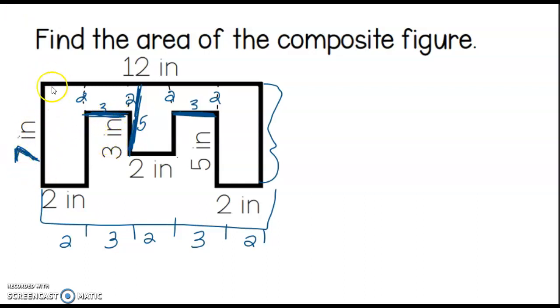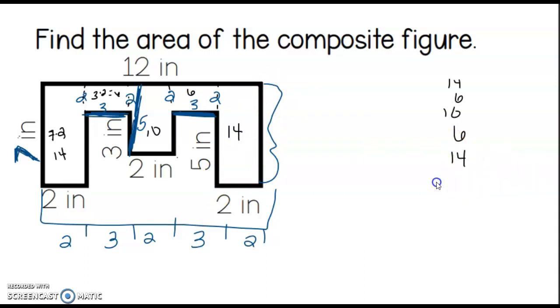So this rectangle is 7 by 2, so it's 14. I'm going to put my first area over here because I know that I'm going to have to add them all together. This rectangle we decided was a 3 by 2, which is 6. This rectangle we decided was 5 tall and 2, which is 10. This is also a 2 by 3, which is another 6. And then this one is 7 inches by 2, which is 14.